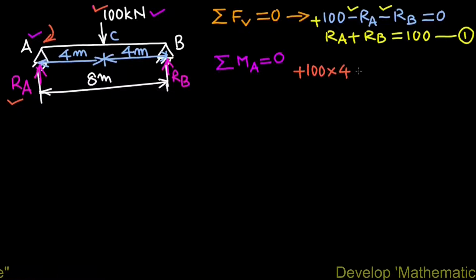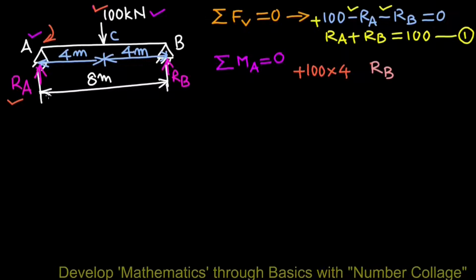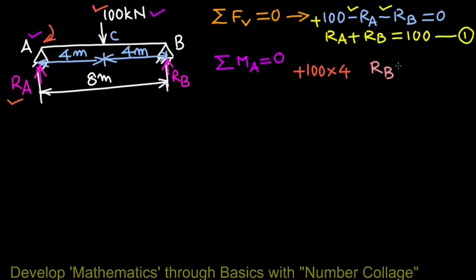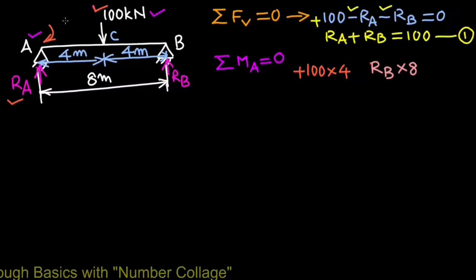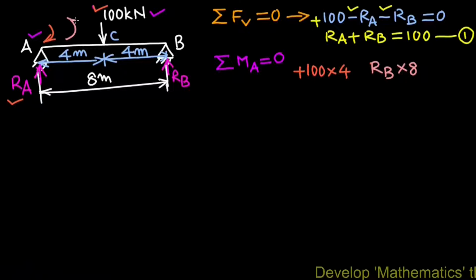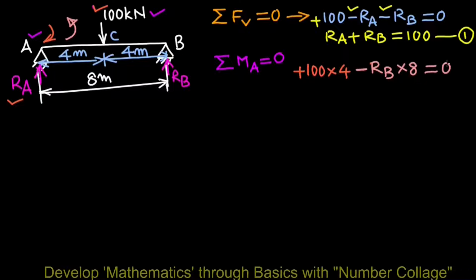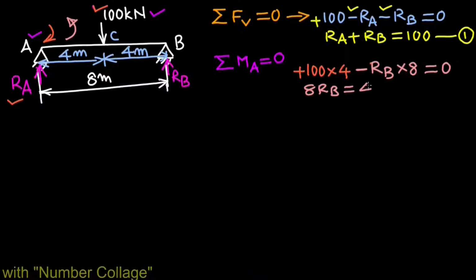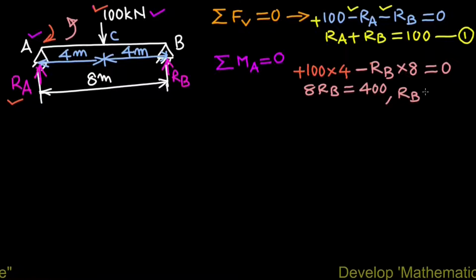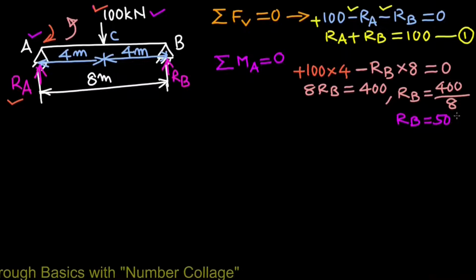The moment of reaction RB will be RB multiplied by its distance from point A, which is 8 meter. Now this moment tends to rotate the beam in the anticlockwise direction about point A, so we write it minus, which is equal to 0. So that gives us 8 RB equals 400, or RB equals 400 upon 8, which will be 50 kilonewton.